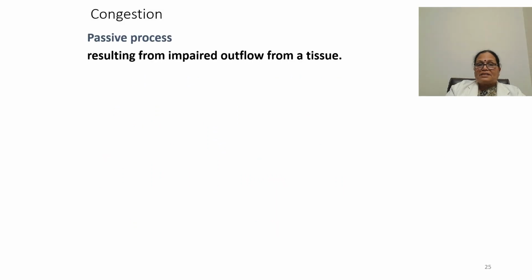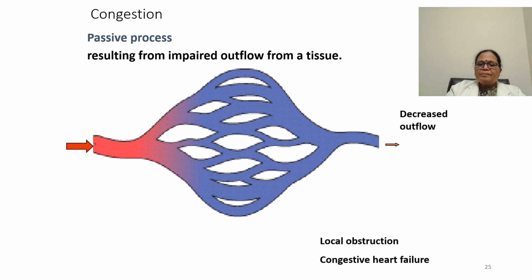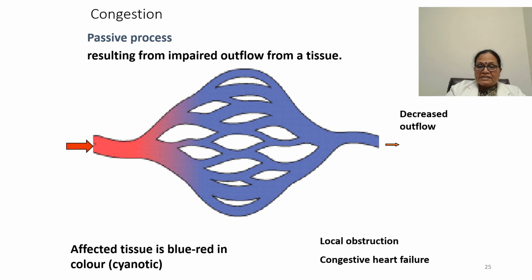Congestion is a passive process, which results from impaired outflow from a tissue. What do you notice here? There is venular dilatation and it is completely blue. Part of it is red. So blood is gone, there is decreased outflow and local obstruction, which could be congestive heart failure. The affected tissue is blue-red in color, which is known as cyanosis.